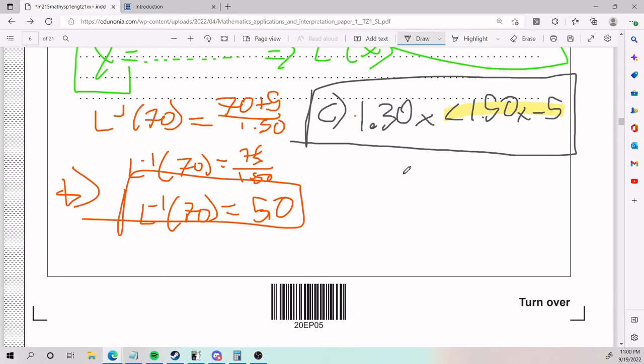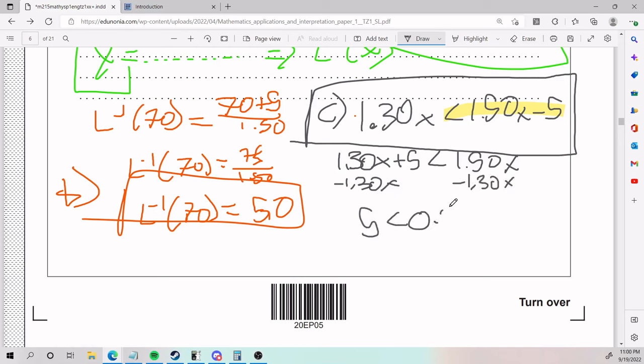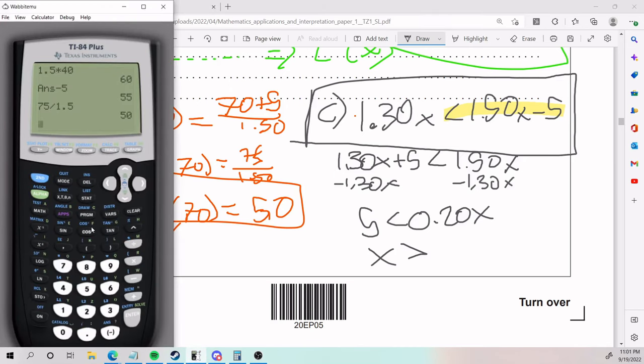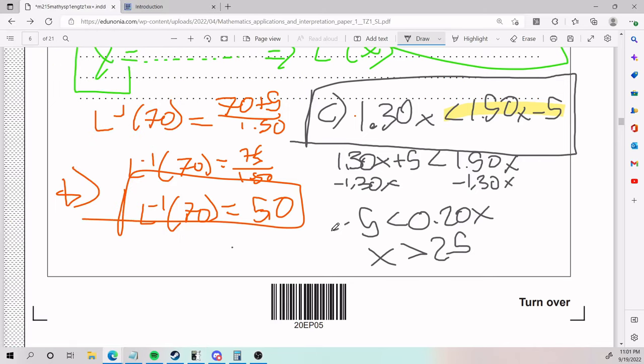We need to find x here, see? So in order to get x alone, we're going to do plus 5 to both sides. I just like starting with that. Then we do minus 1.30x to both sides. We end up with 5 being less than 0.20x. X has to be, this gives us 25, see? Also here I skipped a step.